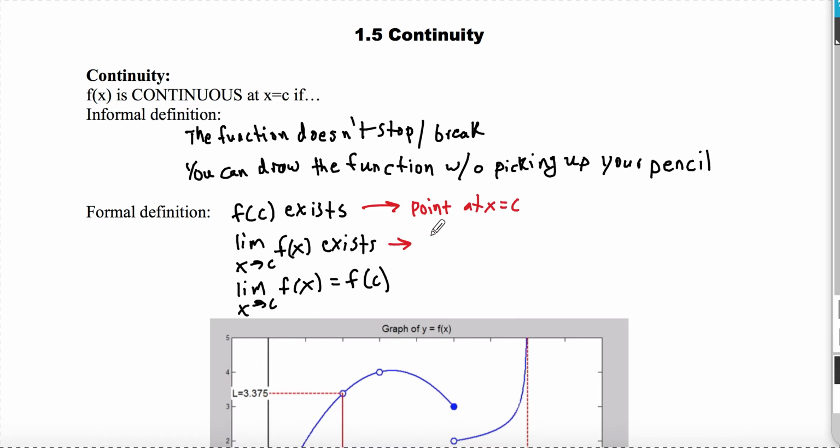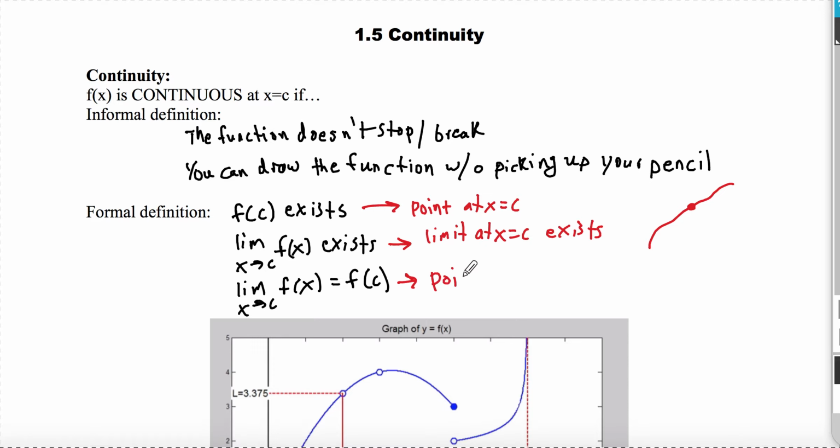This limit statement means that the limit at x equals c exists. We have to have a point. We have to have a limit. There he is in space. We have to have a limit, which means the left side and the right side have to be coming together. And if it's going to be continuous, the left side and the right side have to come together at the same spot. And that's got to be where the point is. So that's what this last part takes care of.